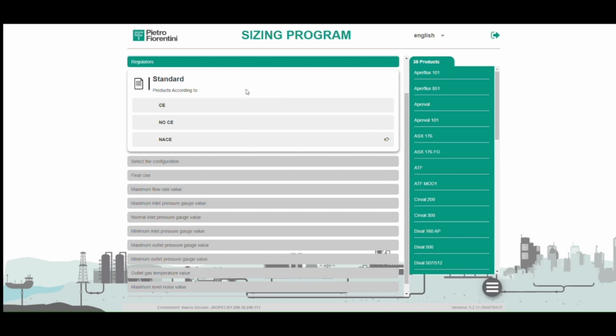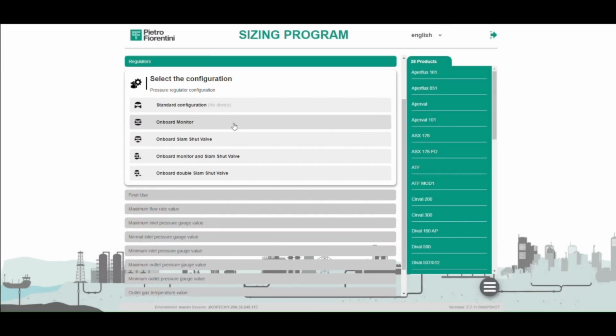The next question asks for the standard to which the products align. CE is for European approvals. NACE is the National Association of Corrosion Engineers. This is rarely used in our area. No CE is for US standards, if the product is not going to Europe. That is the option we will choose today. Next, we will select the configuration.